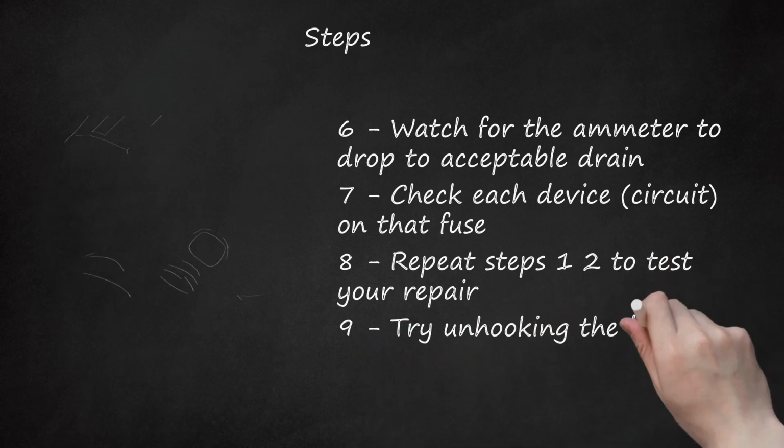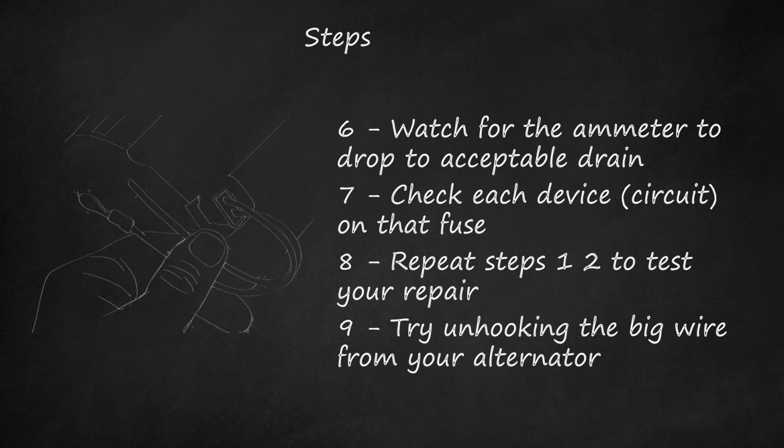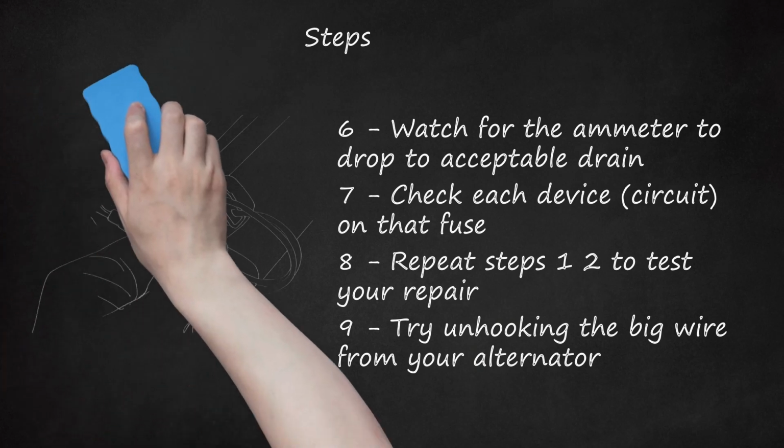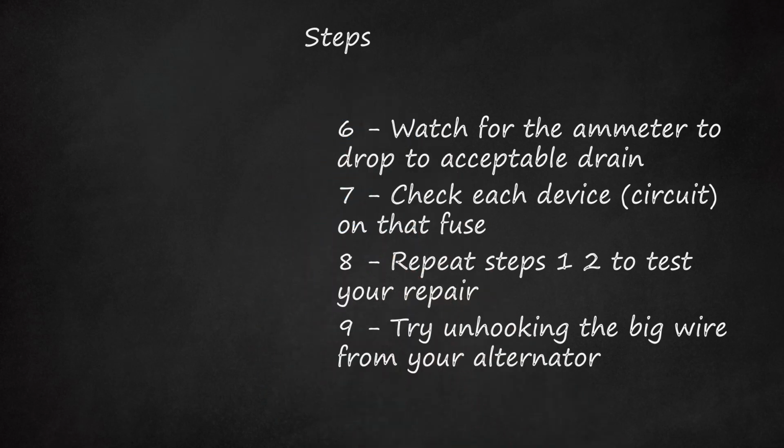9. Try unhooking the big wire from your alternator. The alternator can sometimes have a shorted diode that can cause amps to flow through the alternator's power cable and through the shorted diode and into the case and through the bolts and back to the negative battery terminal. This will drain a battery in a hurry. Make sure to read the ammeter before and after unplugging your alternator.